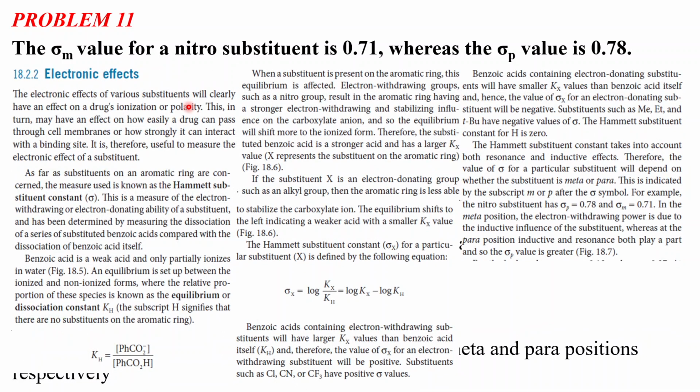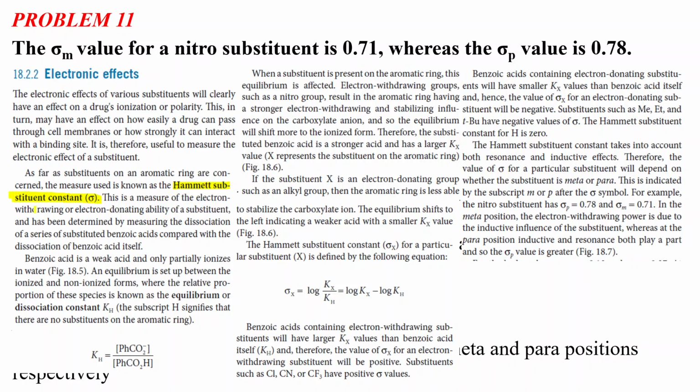The electronic effects of various substituents will clearly have an effect on a drug's ionization and polarity. This in turn may have an effect on how easily a drug can pass through the cell membrane or how strongly it can interact with the binding site. It is therefore useful to measure the electronic effect of a substituent. As far as substituents on the aromatic ring are concerned, the measure is known as the Hammett substituent constant. So this sigma is known as the Hammett substituent constant.